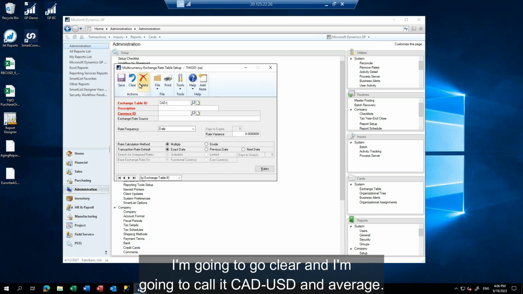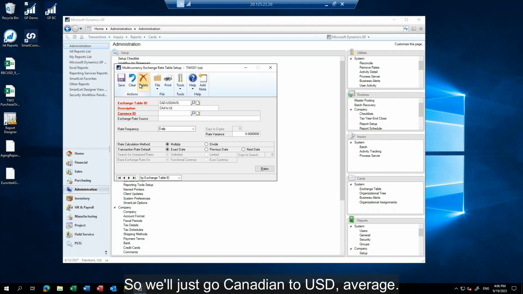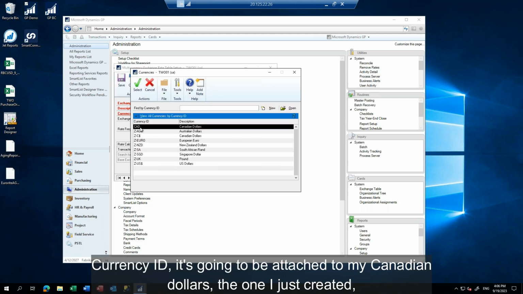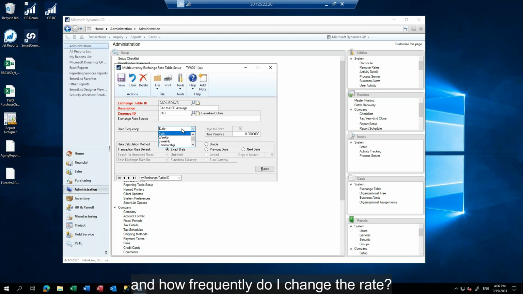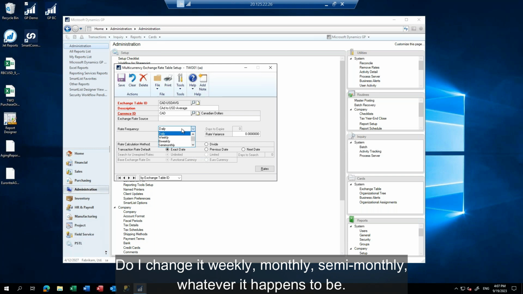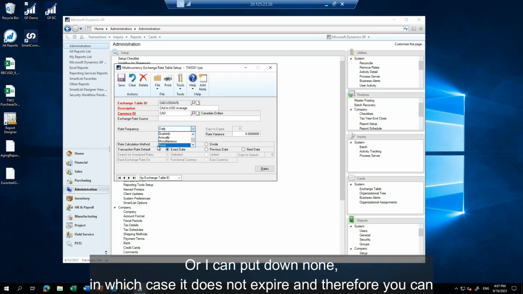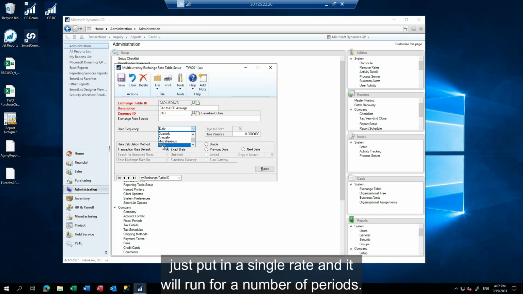CAD-USD average. So we'll just go Canadian to USD average. Currency ID is going to be attached to my Canadian dollars, the one I just created. And how frequently do I change the rate? Do I change it weekly, monthly, semi-monthly, whatever it happens to be? Or I can put down none, in which case it does not expire, and therefore you can just put in a single rate and it will run for a number of periods.